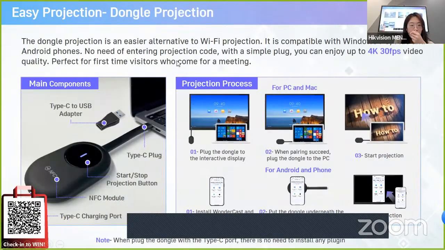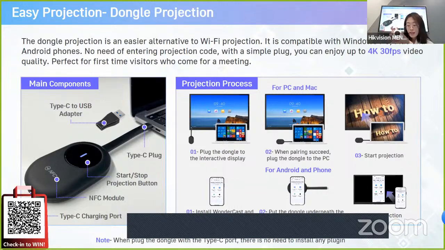So for this dongle projection, the main feature is that it's plug and play. That means we can connect it to my laptop, or use the USB adapter. After we insert it, how do we start projection? There will be a button. We press it down to start projection. Besides, we integrate an NFC module. And on the back side, we have a charging port.